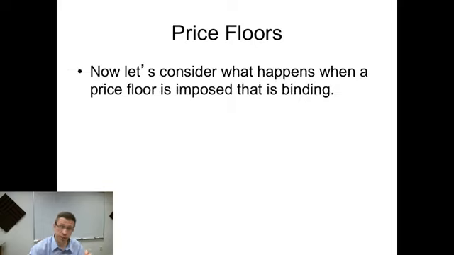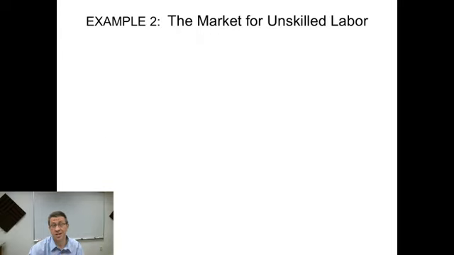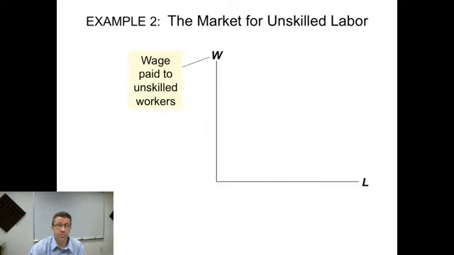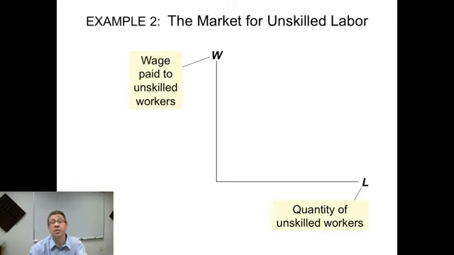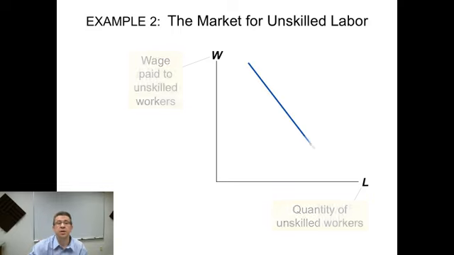But there are times when the price floor does matter. Price floor is binding. And that's what we're going to look at, right? Market for unskilled labor. The government doesn't put in minimum wages because they think it has no effect, right? They put in minimum wages because they think some people are paid lower than what they think should happen.